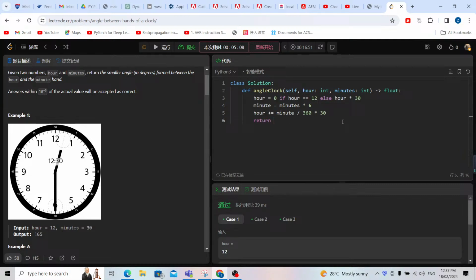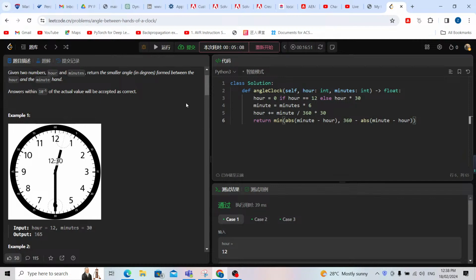Now we just need to return the result. The result would be the minimum of the 2, because sometimes this degree would be less than 180, and sometimes more than 180. But we also need to use an absolute value, because sometimes the minute hand will be after the hour hand like this, and sometimes the minute hand will be before the hour hand. That is why we need an absolute value. It would be the absolute of minute minus hour, with 360 minus the absolute of minute minus hour.